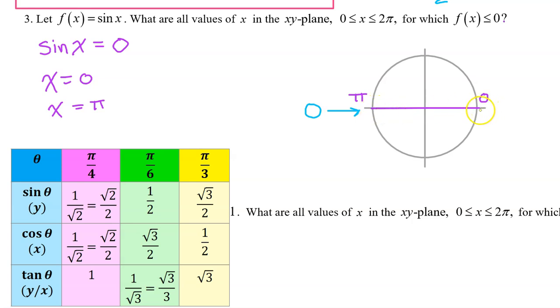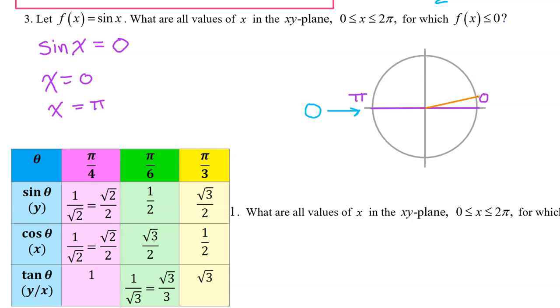We are looking for all angles between 0 and 2 pi where the vertical displacement is less than or equal to 0. So on the line or below the line. Because the domain goes from 0 to 2 pi, we start at 0. Obviously, right at 0, we do have a solution because we are looking for where the vertical displacement is equal to or below 0. So right here we are equal to 0. So we're going to begin with a solution.